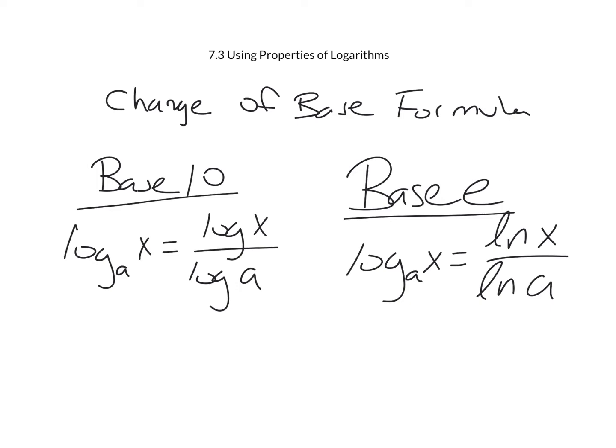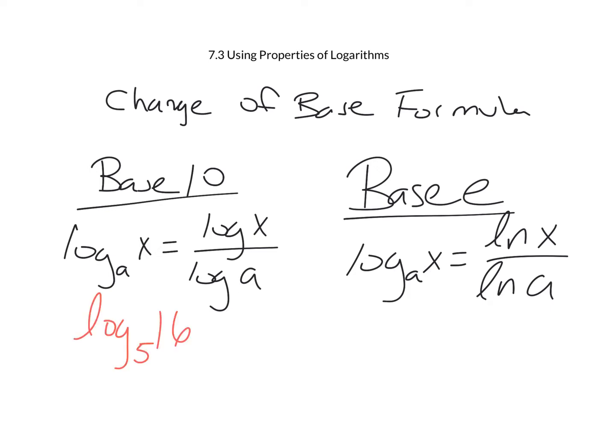And then there's using base e. So if you have log base a of x, you can just do ln of x divided by ln of a. Meaning the numerator always gets the bigger number. Okay? The small base goes on your denominator. We'll do some examples here.